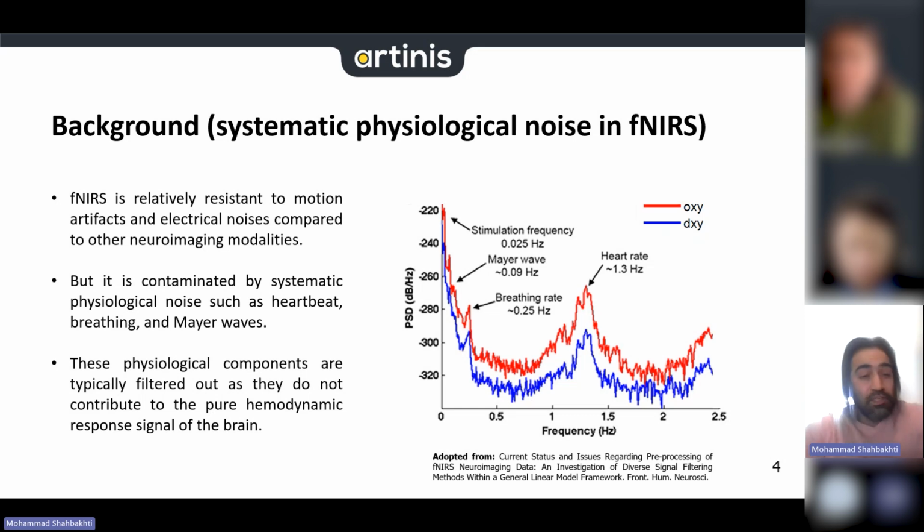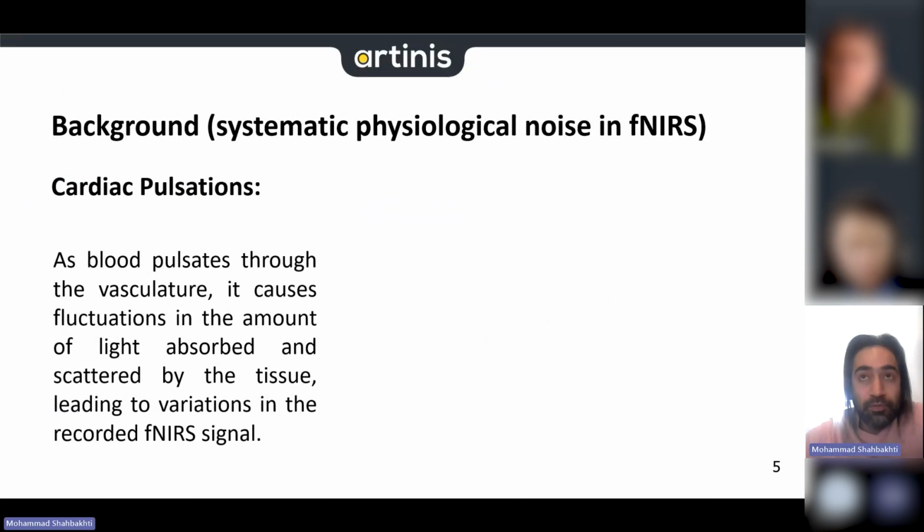The first good thing about fNIRS compared to other brain imaging modalities is its lower vulnerability to subject movement and electrical noise, for example compared to EEG. But it is strongly contaminated by systematic physiological noise that has to be removed in order to have a good HRF. However, those physiological noise components might be helpful for some purposes. First, let me explain why we have this physiological noise, and then I will talk in more detail about what we can do with it.